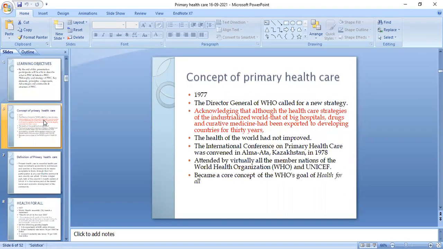In 1977, the Director General of WHO called for a new strategy, acknowledging that although the healthcare strategies of the industrialized world, that of big hospitals, drugs, and curative medicine, had been exported to developing countries for 30 years, the health of the world had not improved. The International Conference of Primary Health Care was convened in Almaty, Kazakhstan, in 1978. It was attended by virtually all the member nations of the WHO and UNICEF, and it became a core concept of the WHO's goals of health for all by the year 2000.